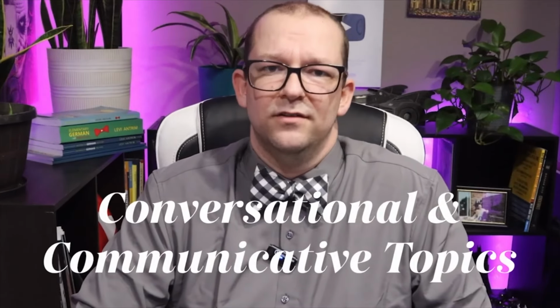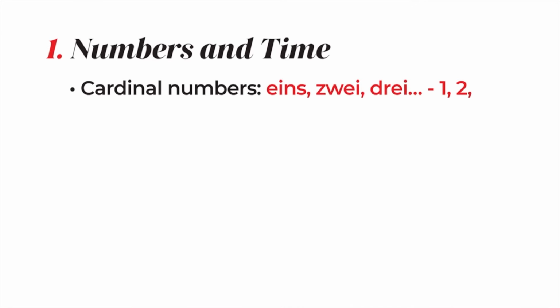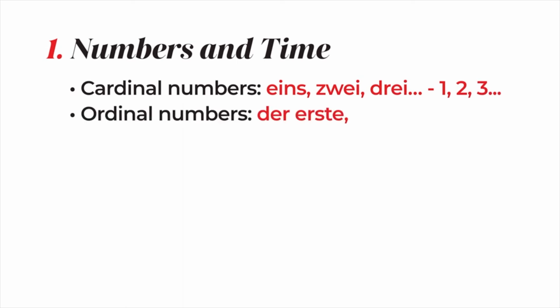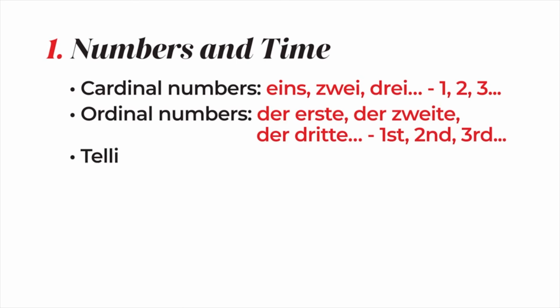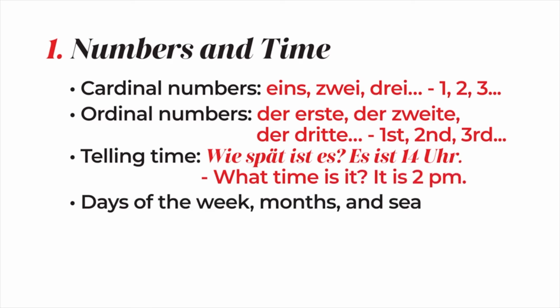Conversational and communicative topics. Grammar is nice and all, but if you can't communicate with the language, what are you even doing? At the A1 level, you need just the very basics. That includes the following topics: numbers and time, cardinal numbers such as 1, 2, 3, eins, zwei, drei, and ordinal numbers, der erste, der zweite, der dritte, the first, the second, the third. Telling time, wie spät ist es? Es ist 14 Uhr. What time is it? It's 2 p.m. Days of the week, months and seasons.